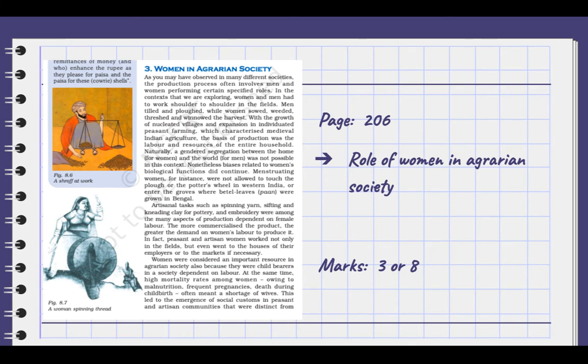Page 206 has the role of women in agrarian society. Of course, they were very, very important, and especially if villages were growing commercial crops, the importance of women was actually much higher in those villages.